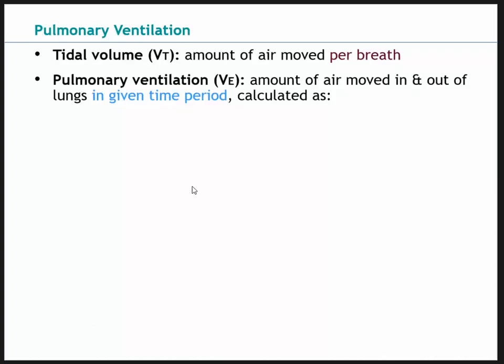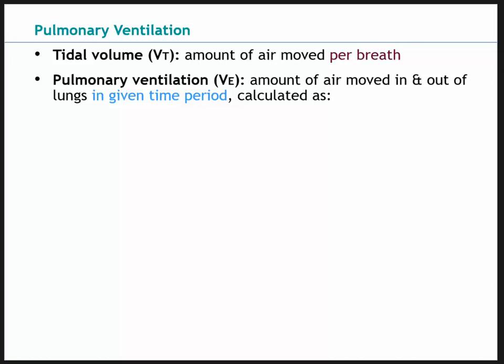Let's go over some more terms now in regards to pulmonary ventilation. Tidal volume is abbreviated VT, and it is the amount of air moved per breath. Think about just taking a deep breath. That's tidal volume. That's how much air you inhaled at once. So per breath, that's tidal volume.